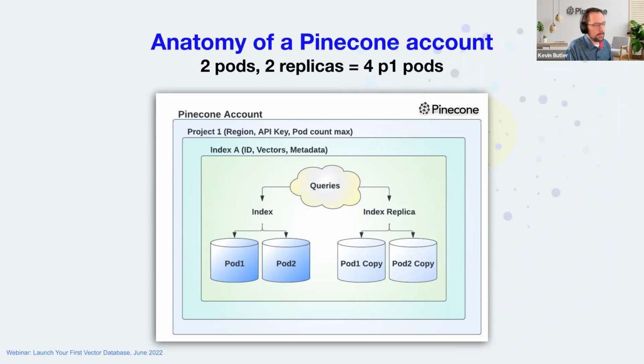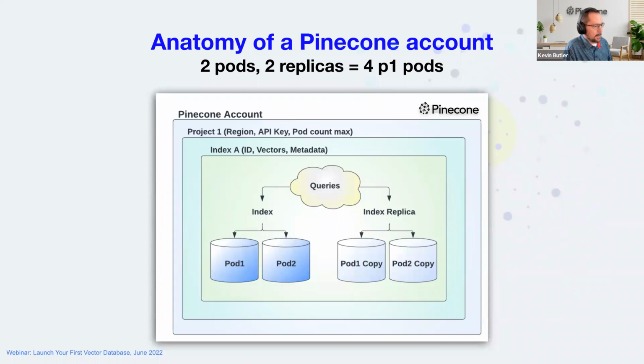The project itself will have definitions for which region it's in, so if it's in GCP versus AWS, East versus West, and it will also contain a unique API key for that project, which gives you the ability to do all of your CRUD transactions, create, read, update, and delete your index information. And then finally, the maximum pod count allows you to restrict by project how many pods someone can actually generate within an index. We'll get a little deeper into that.